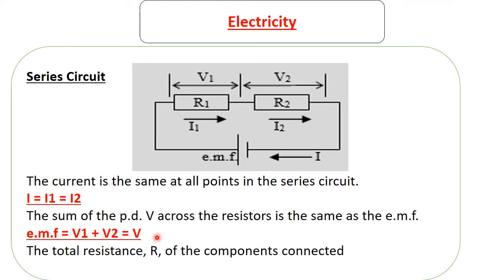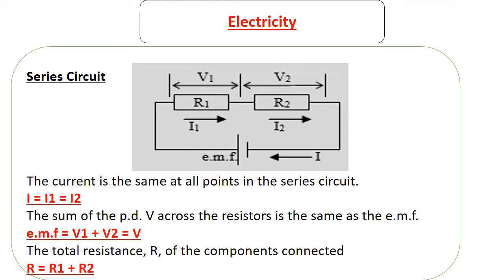The last one is how to analyze resistors. The total resistance R of the components connected in series, that is in any series circuit: if you want to know the total resistance, you just add the values for each of the resistors. So R is equal to resistor 1 plus resistor 2. That's how to analyze a series circuit.